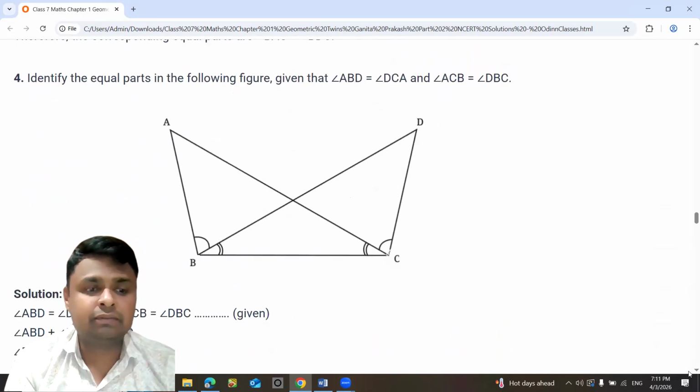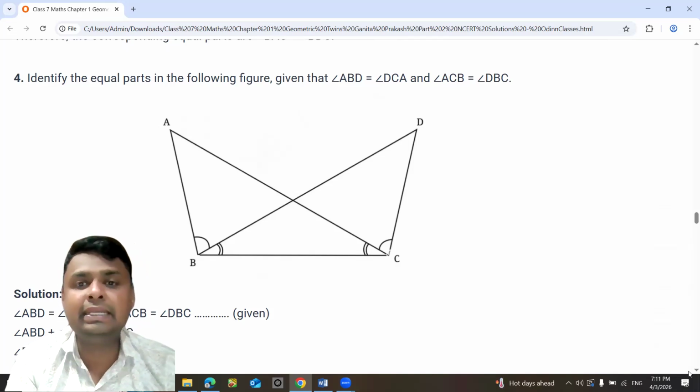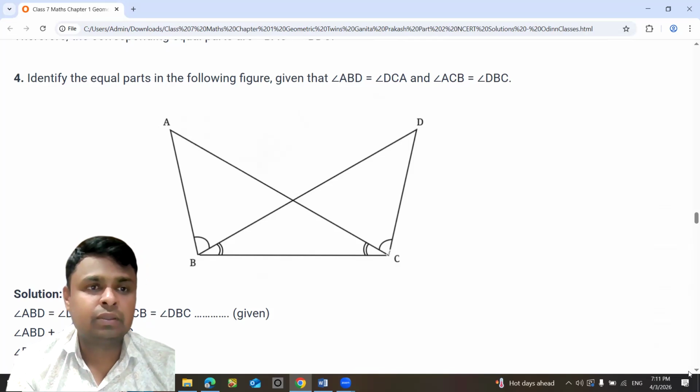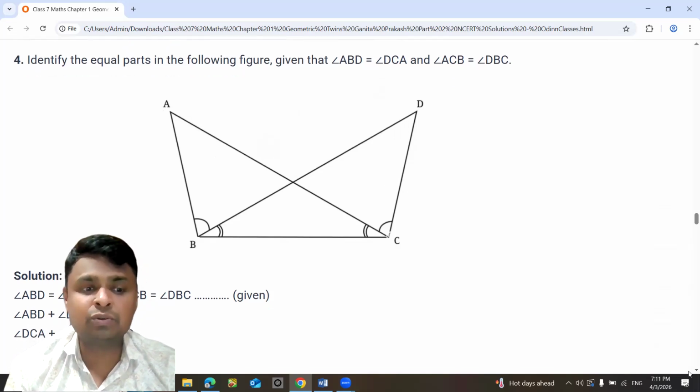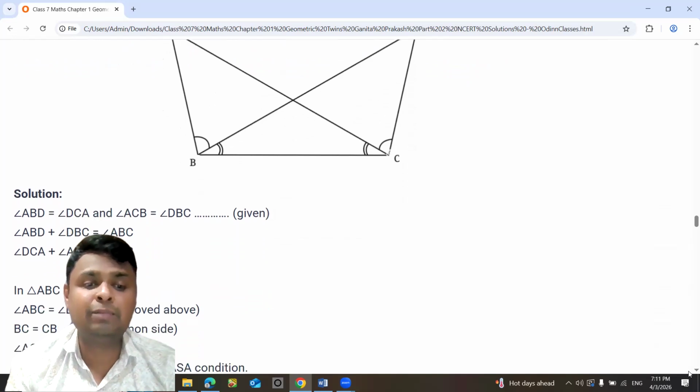Now look at this figure very carefully. You can see two triangles. ABD is equal to DCA. Look in the figure, ABD and DCA. Again, ACB is congruent to DBC. Now, identify the equal parts in the figure. So, we are supposed to use two triangles. Triangle ABC, the bigger one, and triangle DCB. So, we'll prove them congruent.